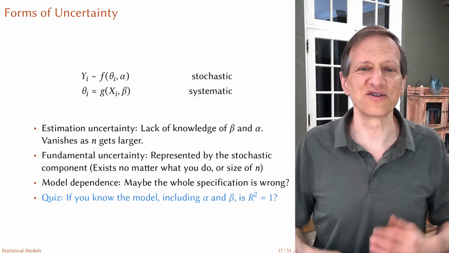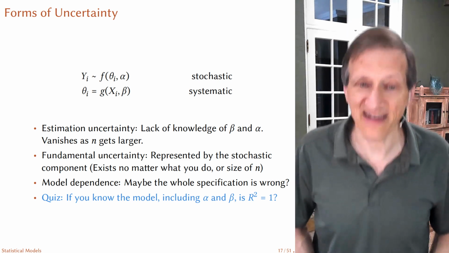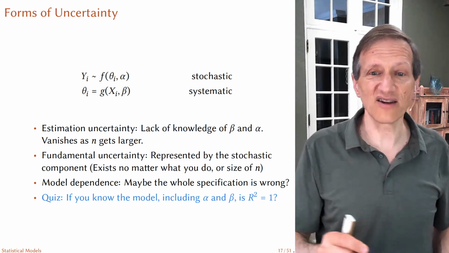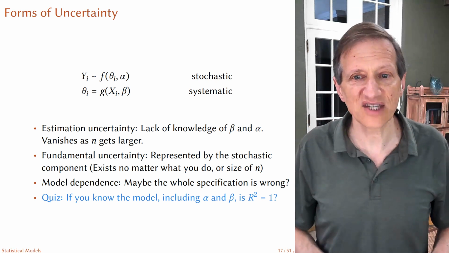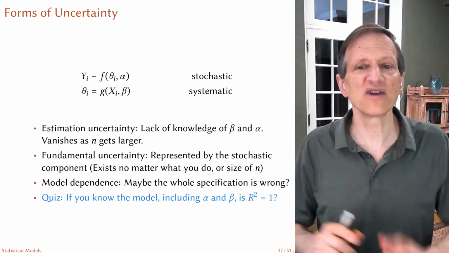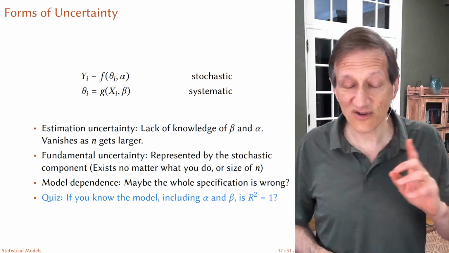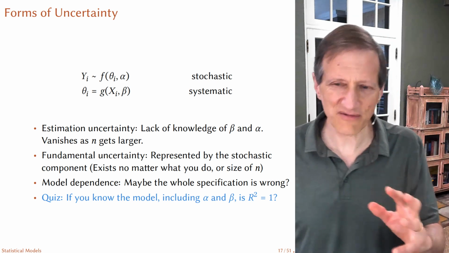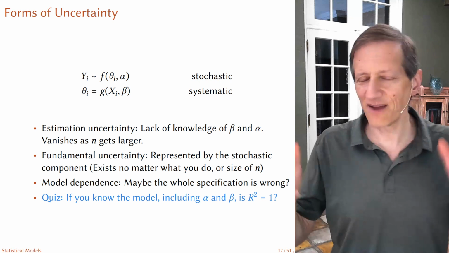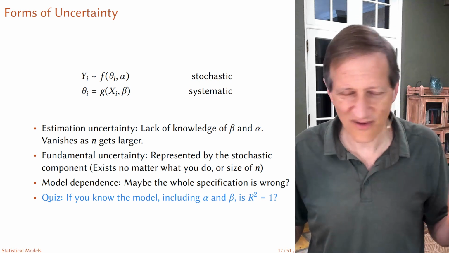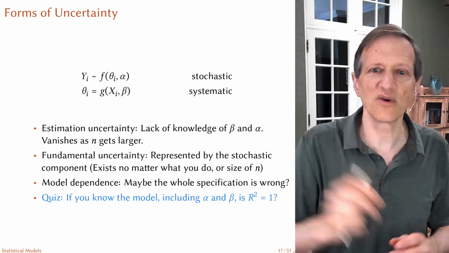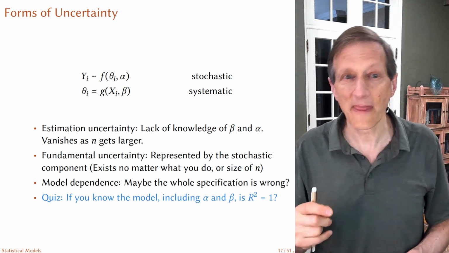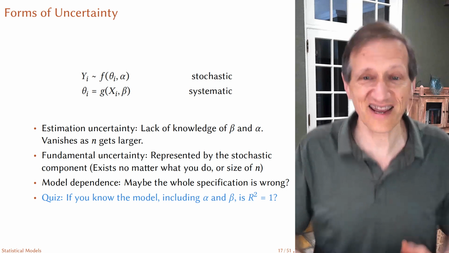So here's the quiz, okay, to make sure you understand this slide. If you know the model exactly, and you know alpha and beta exactly, is r squared 1? Okay, so you know the rules, right? So commit yourself to an answer. I'm not going to ask you in front of everybody. The goal is not to humiliate anybody. The goal is for you to understand what you understand and what you don't understand, okay? And that way you'll wind up understanding everything, okay?